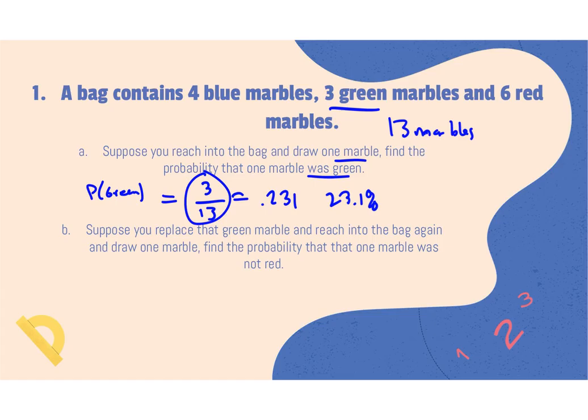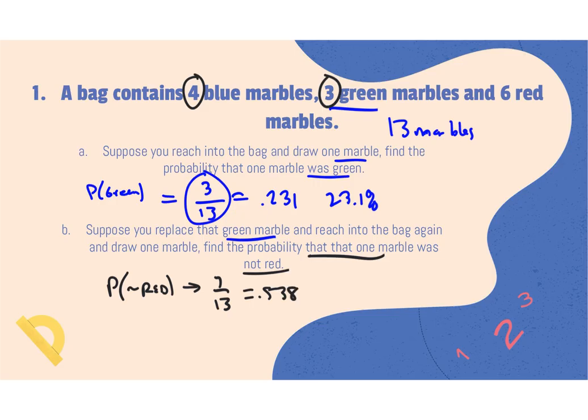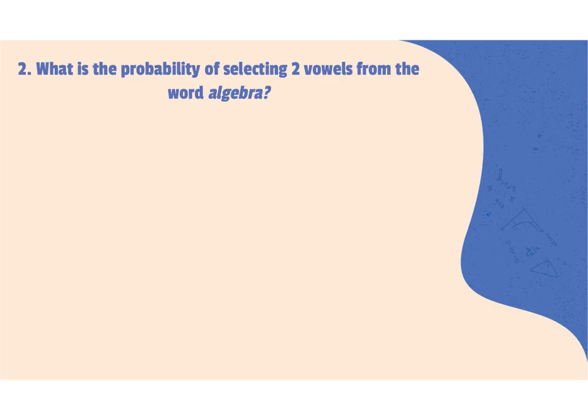Okay, suppose you put that green marble back in. So we're back to 13 marbles. You reach into the bag again and draw one marble. Find the probability that one marble was not red. So not red means I can have blue or I can have green. So not red is going to be 7 over 13, which is just 0.538.